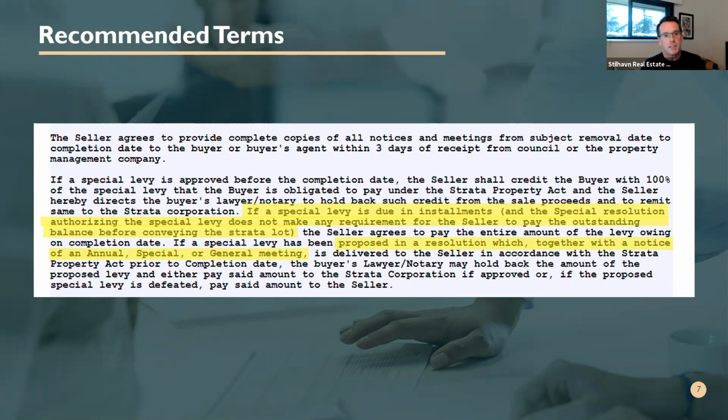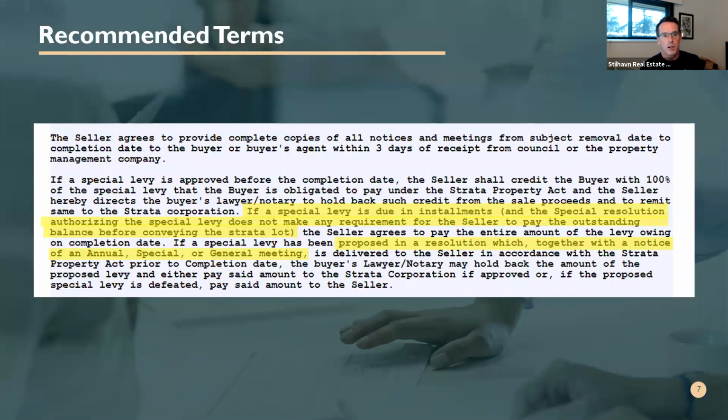The special levy one is, again, a bit of a hybrid, and I'm seeing different versions of it out there. But essentially, if it's approved prior to completion date, the seller will credit the buyer with 100% of the special levy that the buyer is obligated to pay under the Strata Property Act, and the seller hereby directs the buyer's lawyer and notary to hold back such credit from the sale proceeds and remit it to the Strata Corporation.